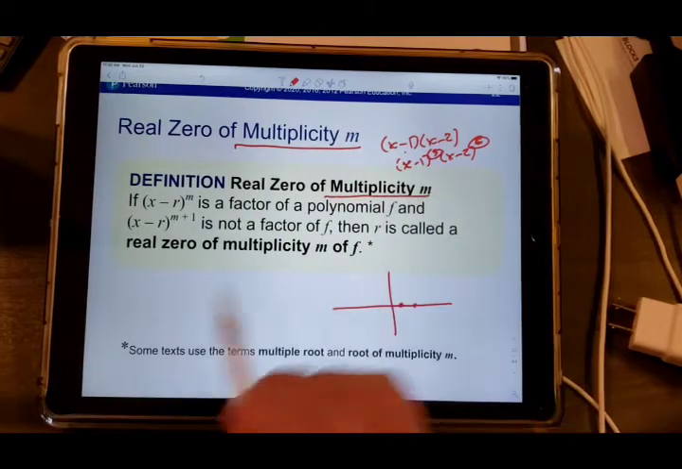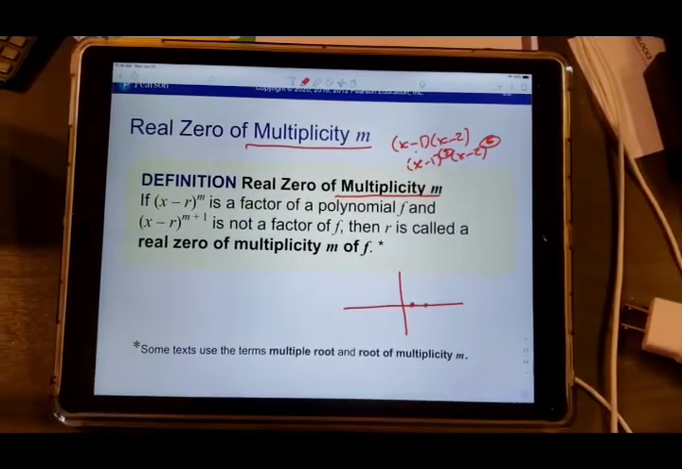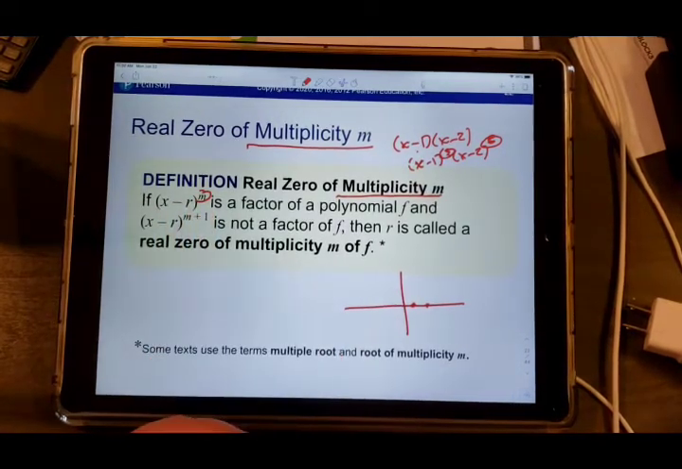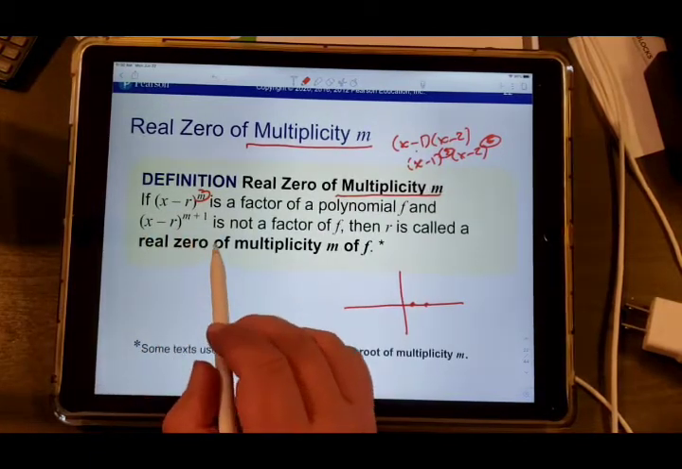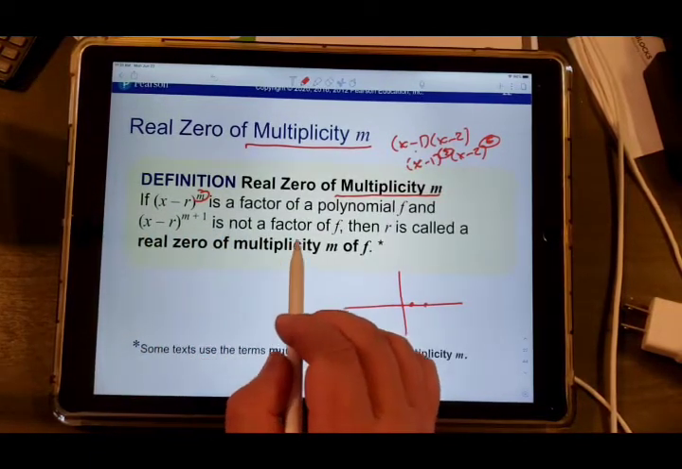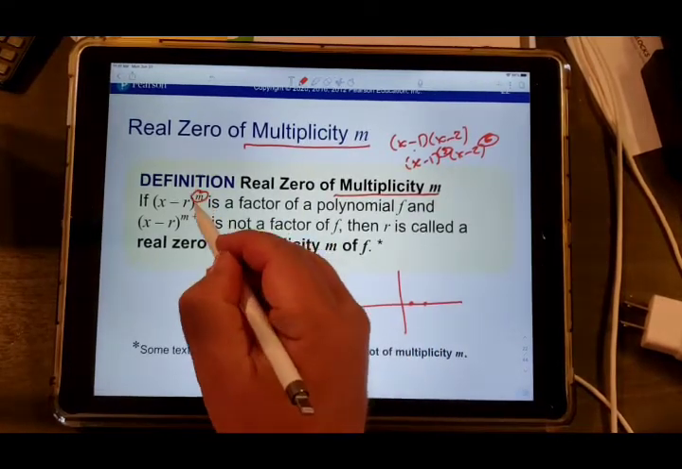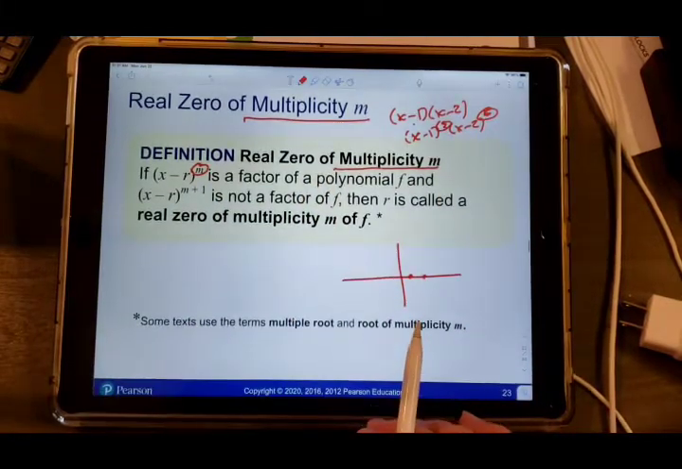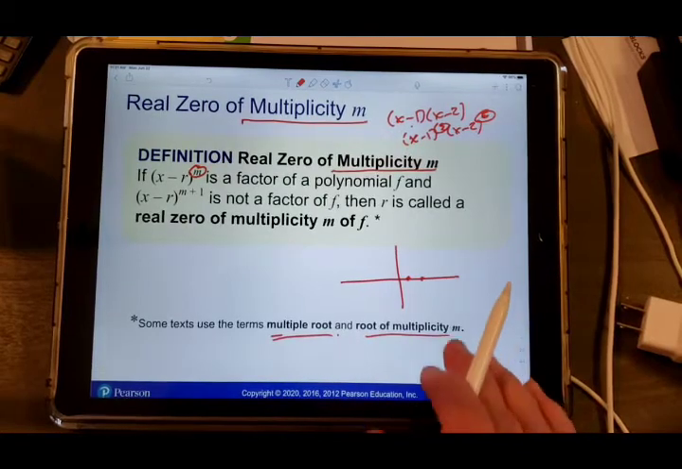So we call this the multiplicity, the number of times the factor occurs in the polynomial. So x minus r to the m would have a multiplicity of m, x minus r to the m plus 1, if it's not a factor. Okay, so they're just saying if m's the highest number, then it would be a multiplicity of m. Some books say multiple root, or root of multiplicity m.